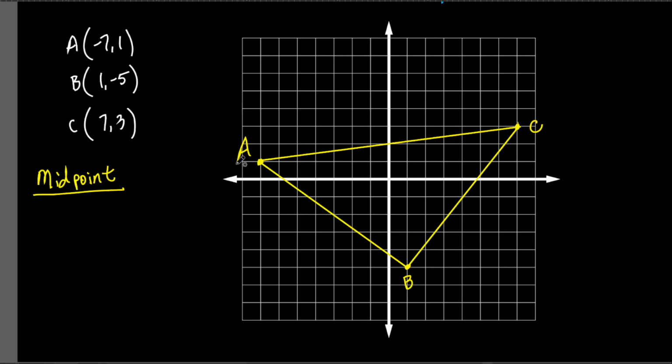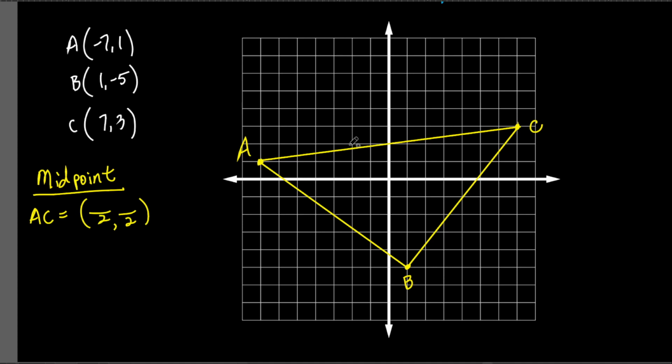Let's find the midpoint of all 3 of these sides. Let's do AC first. I don't know why. It just looks like maybe that's the midpoint right there, doesn't it? Kind of looks like it. So let's see if it is for sure. Okay, let's do the math. Find the midpoint of AC. How do we find the midpoint? We did this yesterday. That's why we did this yesterday, so we could do this right now.